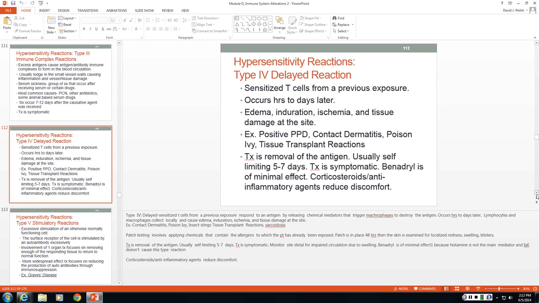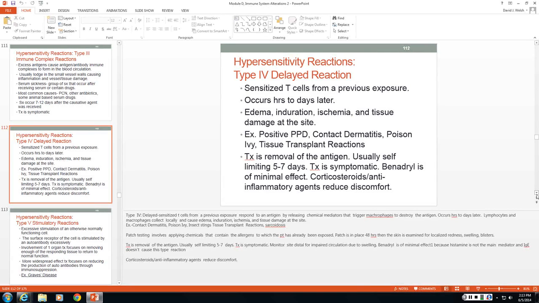Now, an example of this could be contact dermatitis from poison ivy, insect stings, tissue transplant reactions, sarcoidosis, all those type of things. Now, patch testing is done, and it involves applying chemicals that contain the allergens to which the patient has already been exposed. Patch is usually in place for 48 hours, then the skin is examined for localized redness or swelling and blisters.